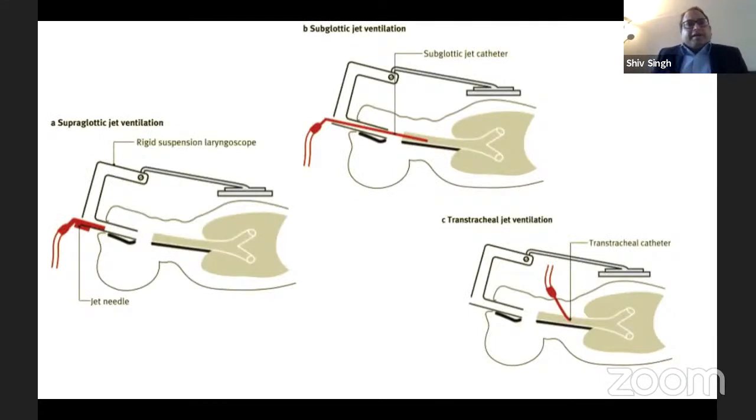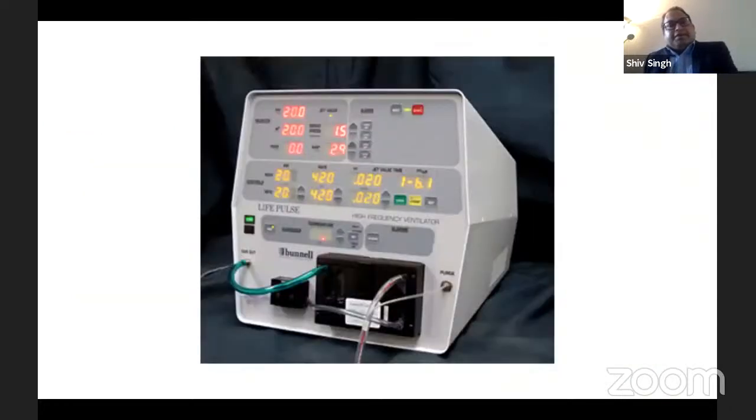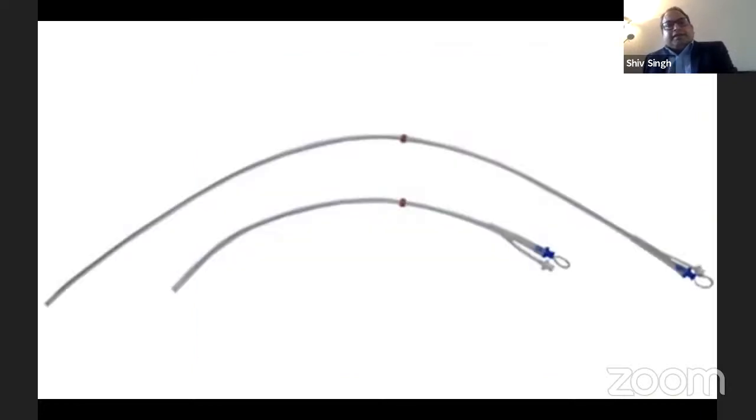So in this diagram, you can see that the first one is a supraglottic jet ventilation. The second one is a subglottic jet catheter. And the third one is a transtracheal jet ventilation through the cricothyroid puncture. This is a Bonnell's high frequency jet ventilator. And these are the subglottic catheters that can be used with jet ventilation.